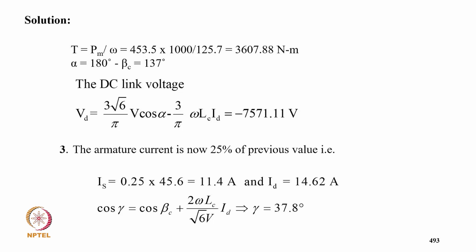Alpha equals 180 minus βc, that is 137. The DC link voltage Vt equals 3 root 6 upon π times V cos α minus 3 upon π ω Lc Id, that comes to minus 757.11 volt. The armature current is now 25% of its rated value.